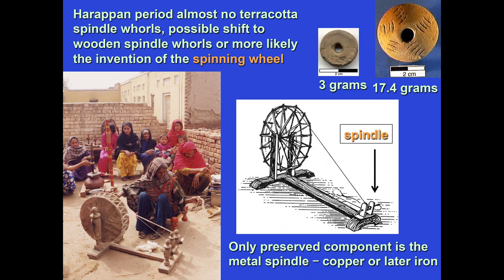And this is a modern spinning wheel used in the Punjab. The only thing that would be preserved archaeologically is the copper spindle. And that's what we find at Harappa. We have found lots of pointed things. They're pointed on both ends, and they would be the spindle for a spinning wheel.